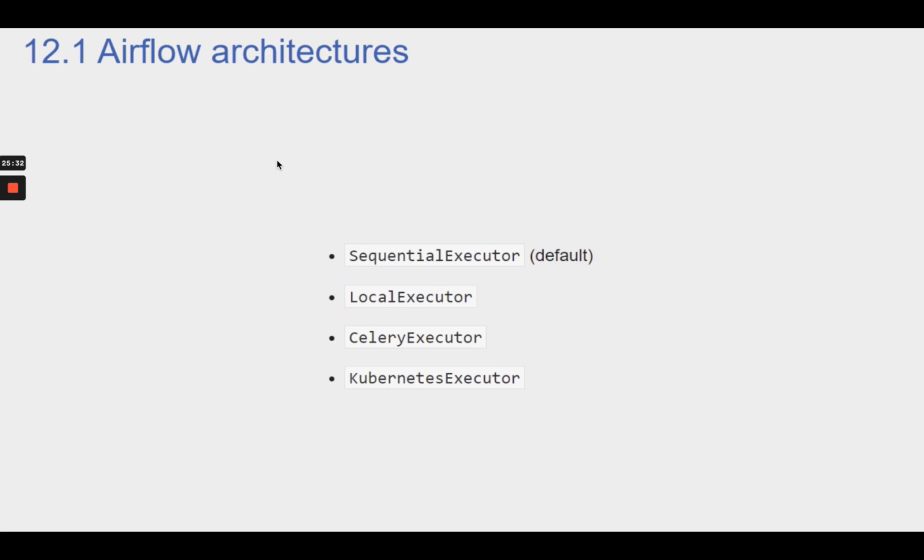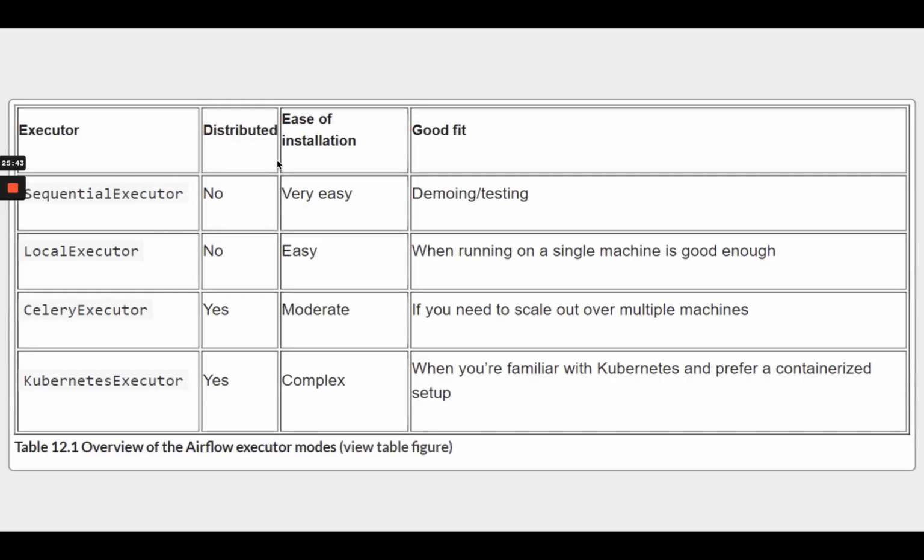Sequential executor, default. Local executor. Celery executor. Kubernetes executor. The type of executor is configurable by setting AIRFLOW_CORE_EXECUTOR to one of the executor types from the list, table 12.1. Let's look at how these 4 executors operate internally.